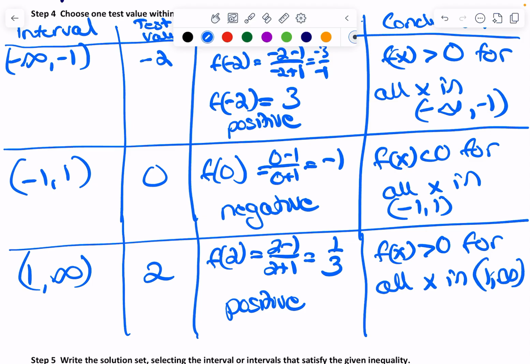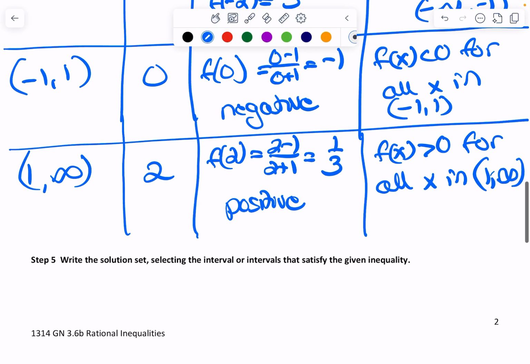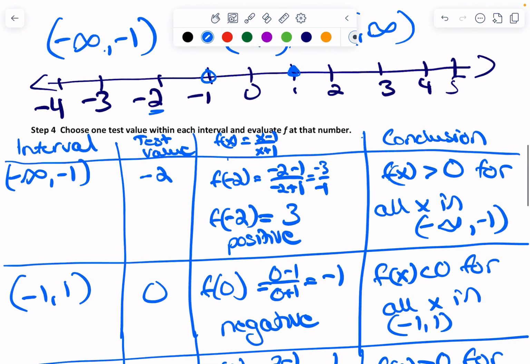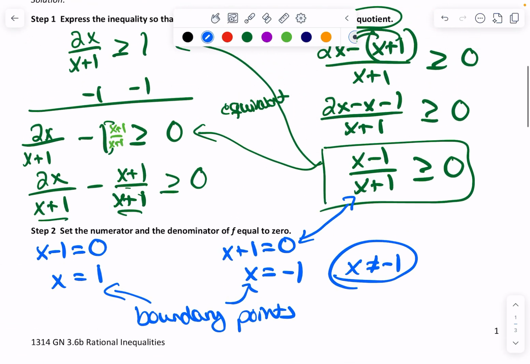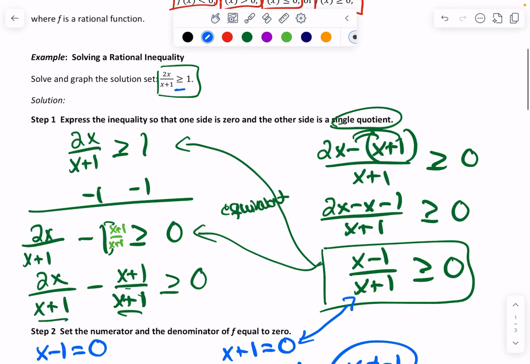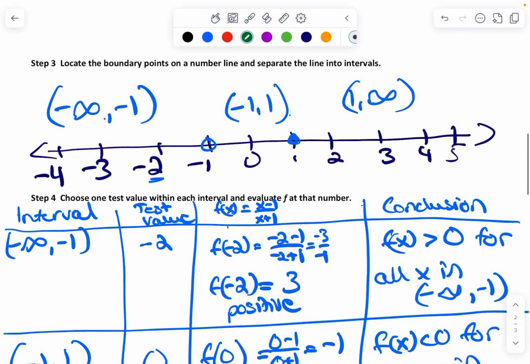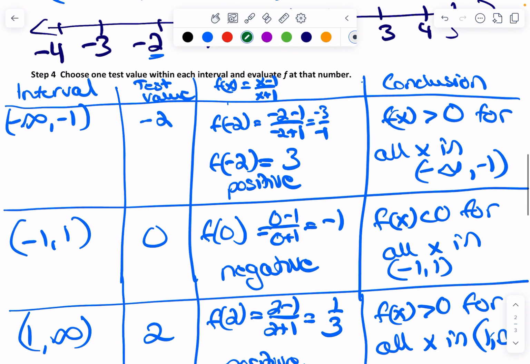Okay, what were we looking for? We need to write the solution set, selecting the interval or intervals that satisfy the given inequality. So we need to go back and see what the actual original question was. Well, here it is. It is greater than or equal to 0. So we're going to look at all the ones that have greater than 0 here.